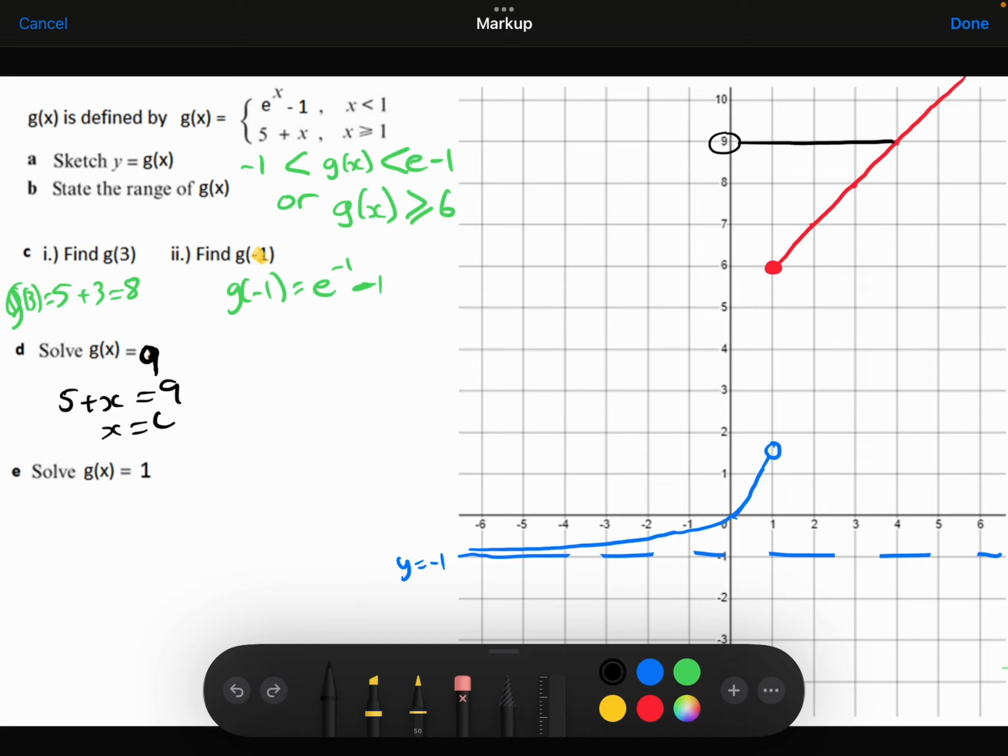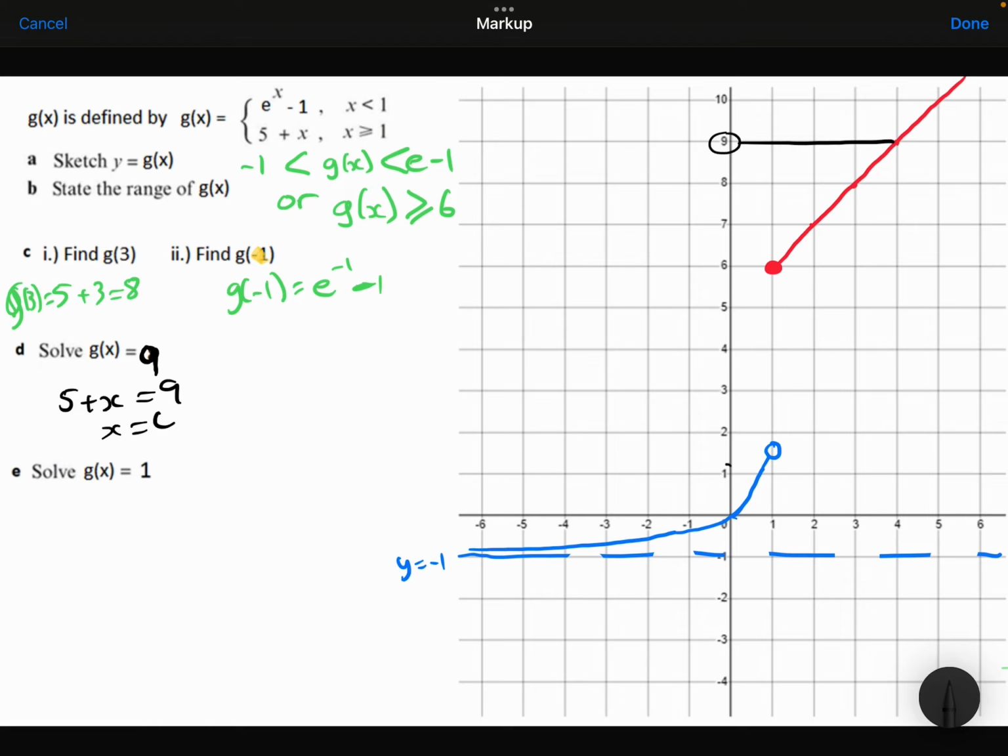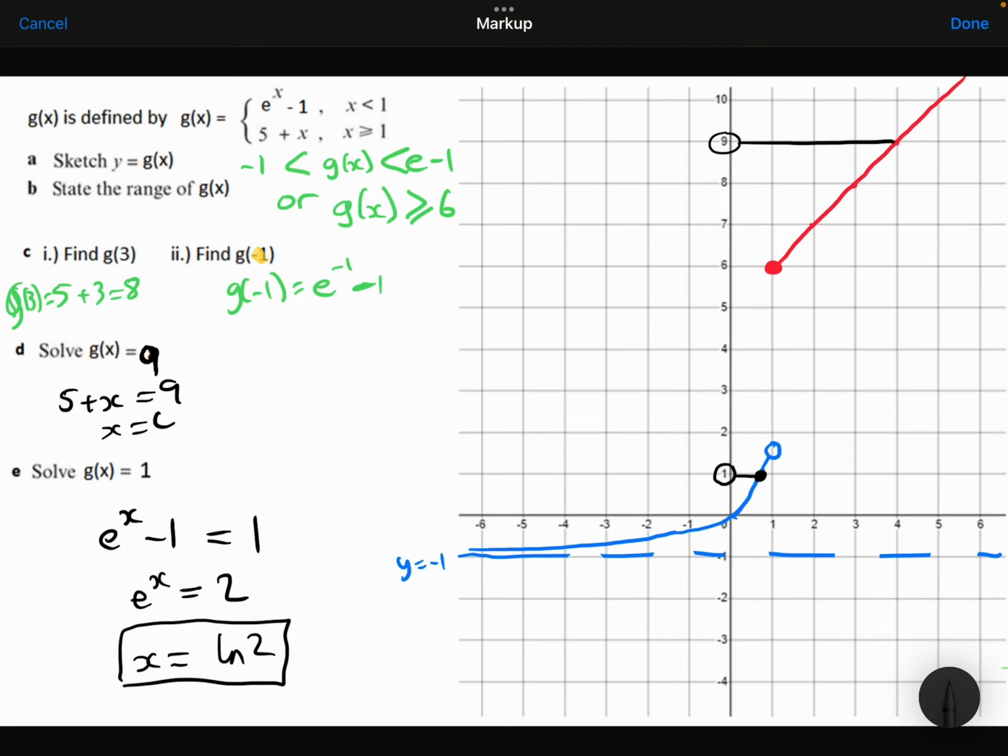And then part E, solve g of x is equal to 1. Again, I can see there's only one point where my graph is equal to 1, and that's when the exponential, the e to the power x minus 1, is equal to 1. So if I add 1 to both sides, I get e to the power x is 2. Taking logarithms of both sides, so x is ln 2. And I'll leave my answer like that because that's exact.